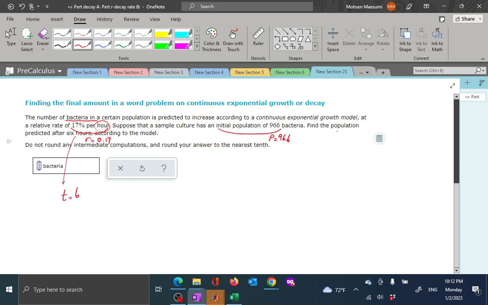If I had said after 1 day, just remember that 1 day would be 24 hours. So whatever time is given has to match the unit that you have here. Just convert it to the same unit. So here A is P exponential of rt, positive now, 966 times exponential of 0.17 times 6. Again, you calculate all of that on your calculator in a single go.